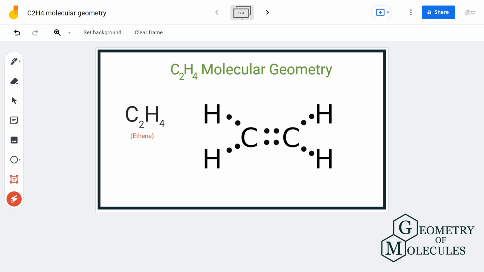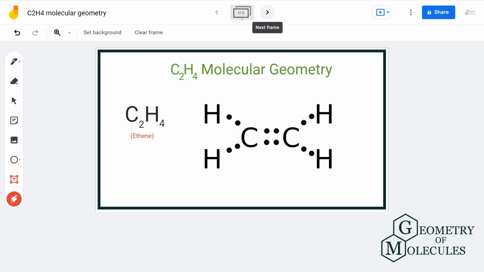In this video, we are going to help you determine the molecular geometry of ethene. It has a chemical formula of C2H4, and to understand its molecular geometry, we are first going to look at its Lewis structure. This is the Lewis structure of ethene, where two carbon atoms are forming single bonds with two hydrogen atoms each, and they are mutually bonded with each other by a double bond.